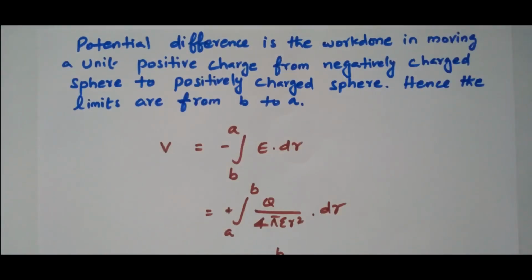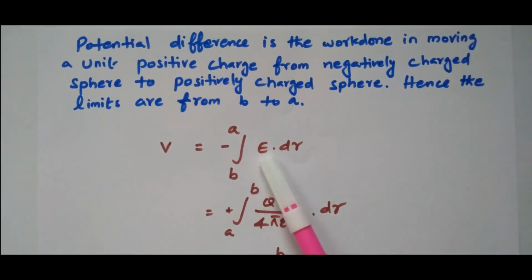Now we'll see what the limits for this integration are. The potential difference is the work done in moving a unit positive charge from the negatively charged sphere to the positively charged sphere. That is, from the outer sphere to the inner sphere, so the limits are from b to a, the radius of the outer sphere to the radius of the inner sphere. So V equals minus integral from b to a of E dot dr.